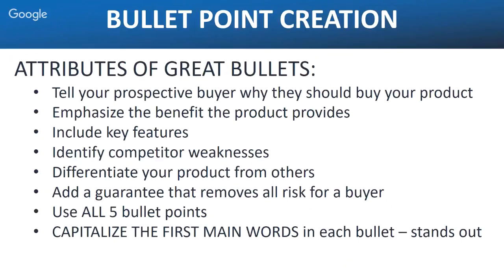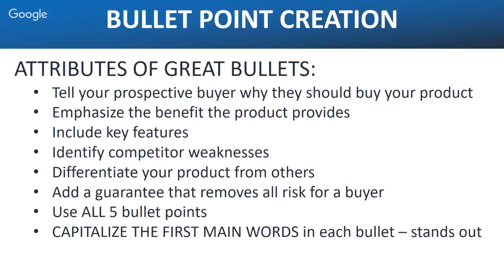Identify competitor weaknesses. Okay, which is really good because people have got to try and make their mind up. On a $20 product, a lot of people don't actually spend too much time looking at competitors, but they certainly will. It's important to actually understand that your product is better than the competitors. So why not identify that in the bullet points without mentioning any brand names, obviously.